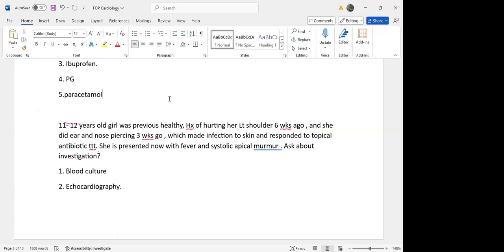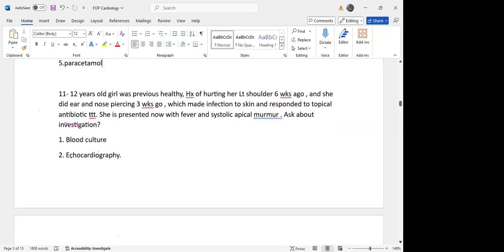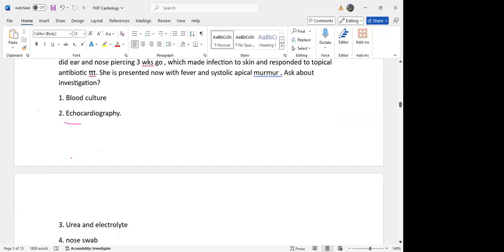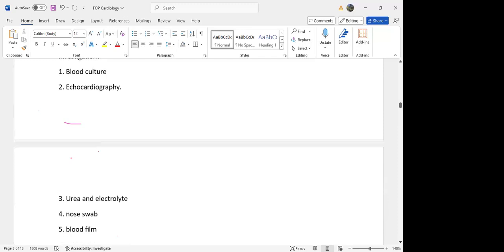So they are going to ask about the investigation. What investigation are you going to do? First tell me the diagnosis, and then you do the investigation. These are the options: blood culture, echocardiography, urine electrolytes, nose swab, or blood film.